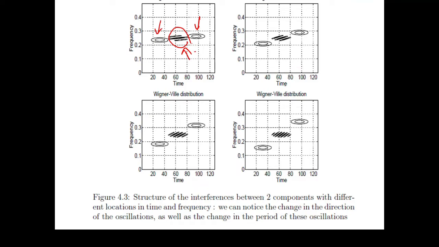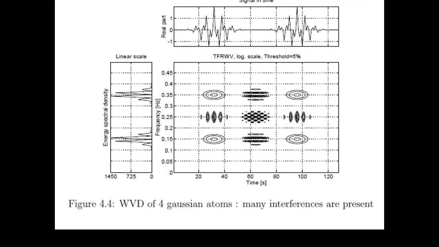If these frequency components are located far from each other, as these frequency atoms are spread apart from each other, these interferences subside. Now if there are four Gaussian atoms, you can see the problem with the Wigner-Ville distribution. You will have a lot of interferences.